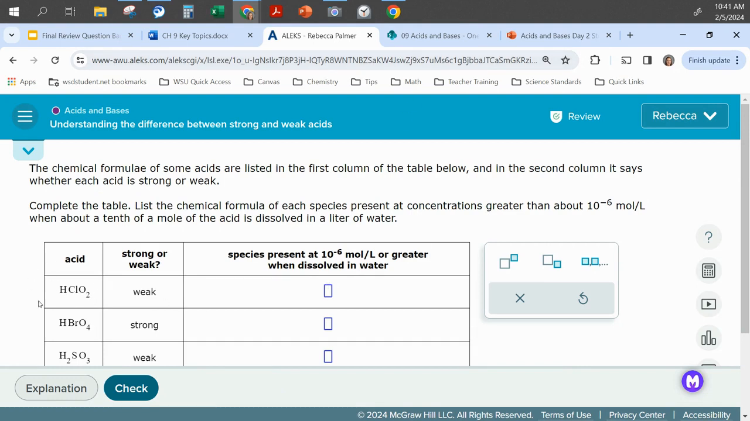So this one is weak. If it's a weak acid, then we will have some of the original acid left because not all of it could split off. So that's the first thing that I would do: if it says it's weak, I'm going to write down the original acid. We're going to get the hydrogen ions. We're going to get the conjugate base, ClO. This splits off and becomes ClO minus. And then we're also going to get water.